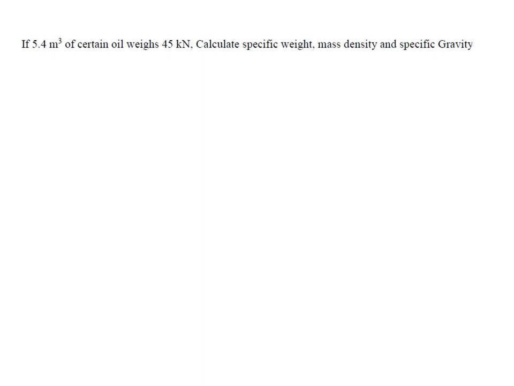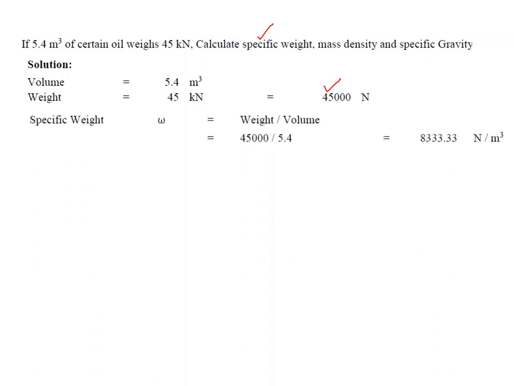So first convert weight, that is 45 kilonewtons, to newtons by multiplying by 1000. So the volume is given as 5.4 meter cube. So weight is 45 into 1000, which gives 45,000 newtons. Now you can calculate specific weight, which is weight by volume. So 45,000 divided by 5.4 gives 8333.33 Newton per meter cube. So therefore specific weight of oil is 8333.33 Newton per meter cube.